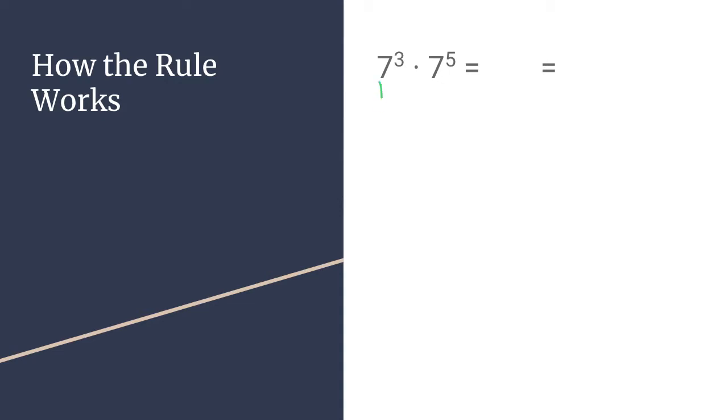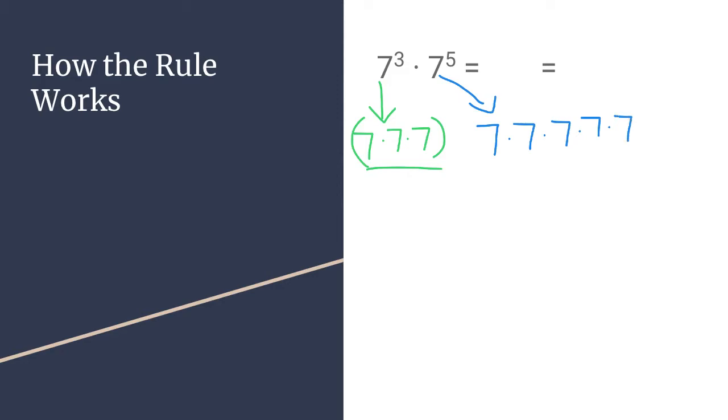So 7 to the third means I have a base, 7, and it is multiplied by itself 3 times. Once, twice, 3 times. This is 7 to the third. Similarly, 7 to the fifth means that I have 1, 2, 3, 4, 5 sevens all multiplied together. And I am going to multiply this monomial times this monomial.